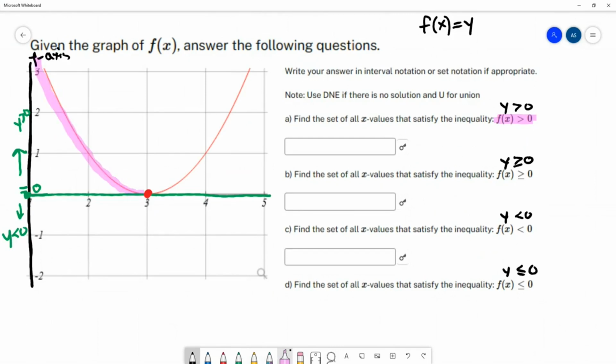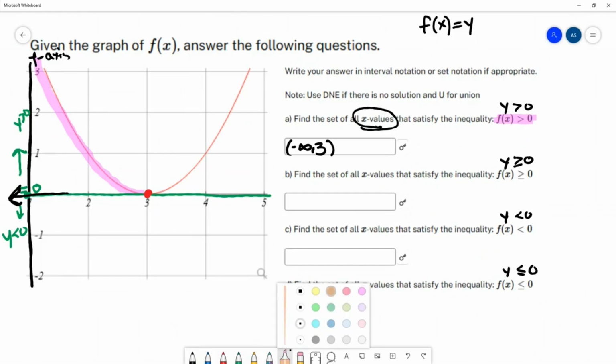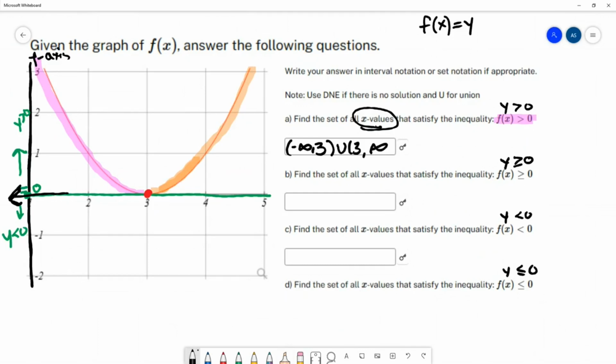That piece will go from negative infinity to 3. Now we're writing down the x values, so that's why we use negative infinity all the way up until 3. And then we want to represent the other piece, this piece here, and that piece is going to start at 3 and go to infinity.